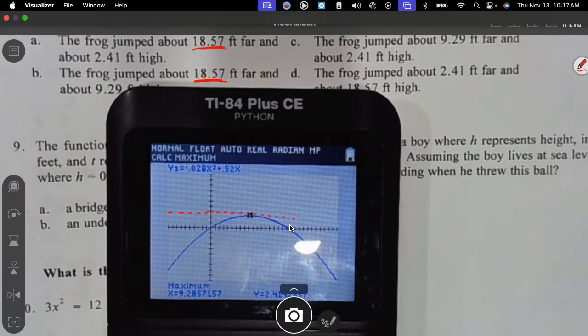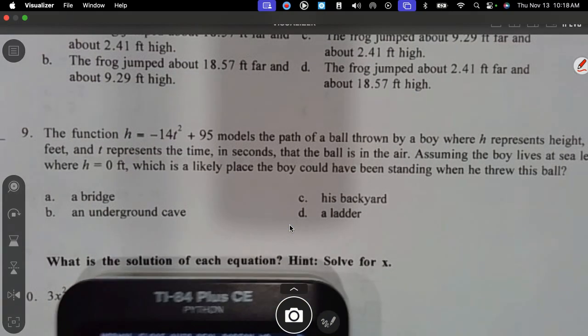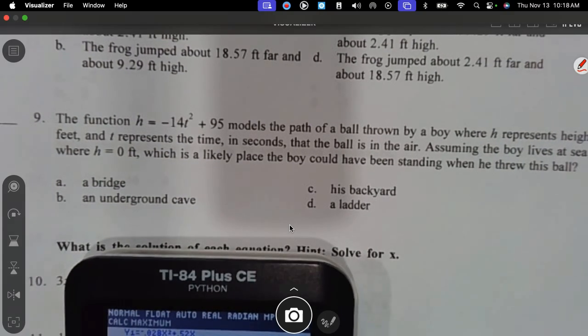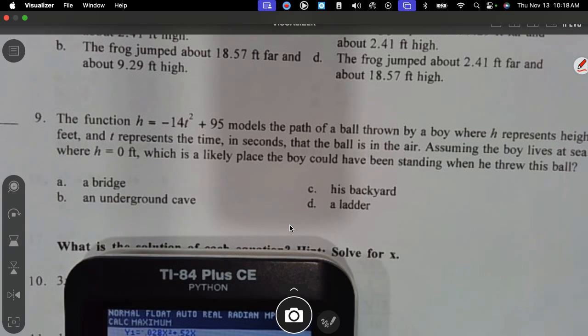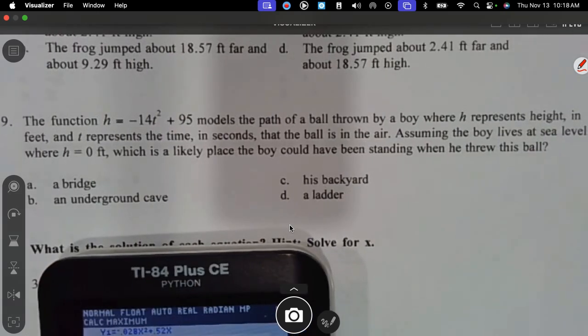The x value means you're about halfway there for your jump. That's what the x value means. So the y value is how high. That's making sure we understand these graphs. All right, so that one was A. The frog one is on there. This next one is on there. It's the same question, everybody. The numbers change a little bit, but they're very similar.